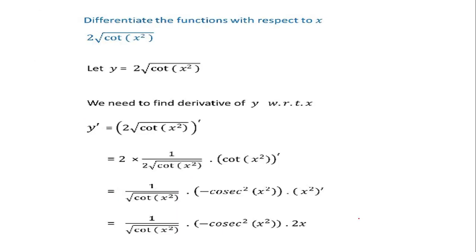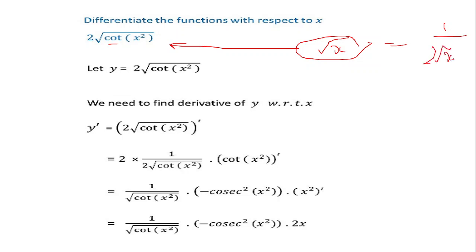Next, they are asking us to differentiate 2 root of cot x square. Okay, 2 root of cot x square. First, you should do differentiation for the root of x form. It is in the form of root x. This complete is in the form of, initially we should consider root. So root x differentiation we should know, 1 by 2 root x. Clear? So here inside the root I have cot of x square.